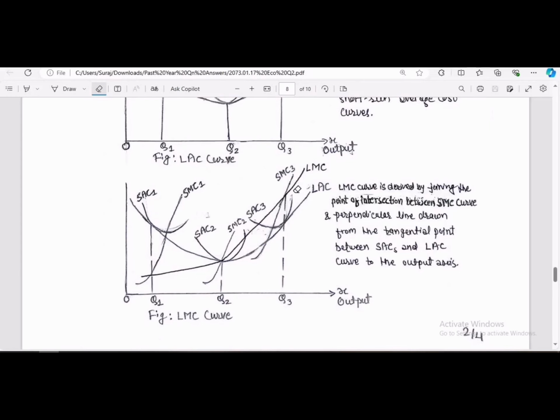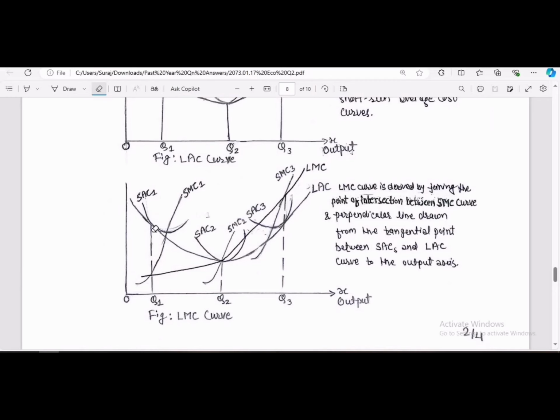Now how to get the LMC curve? For that we need to make the short run marginal cost curve at first for all these three projects. Now what is the condition? The condition of equilibrium will be that the marginal cost curve crosses the short run average cost. So the same thing will happen in all three projects.